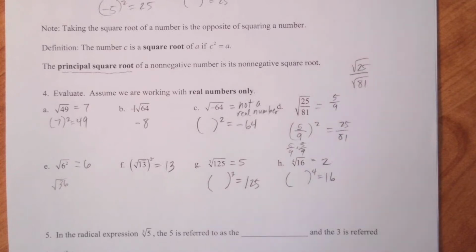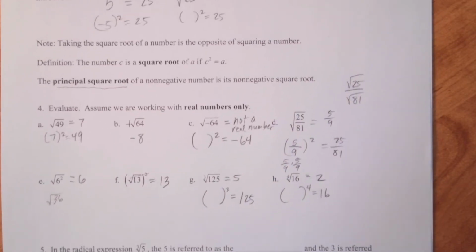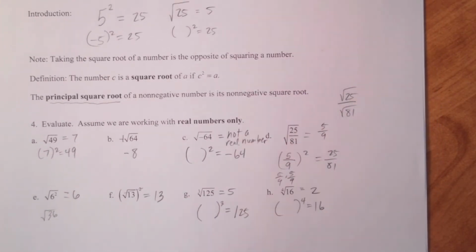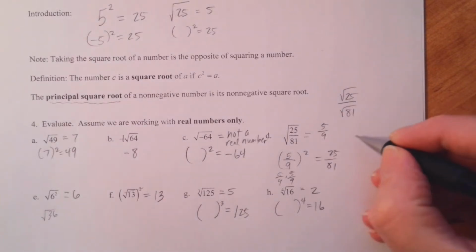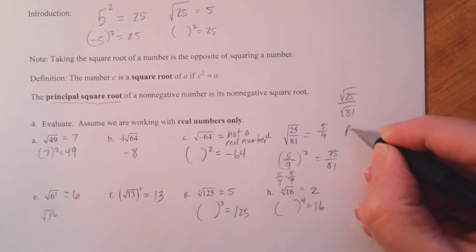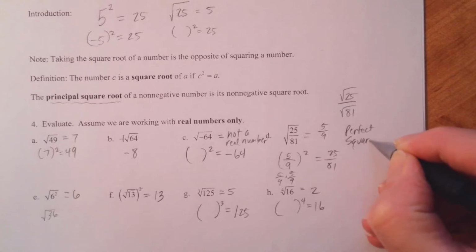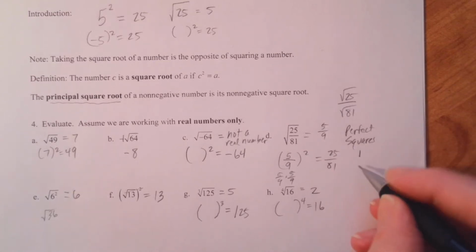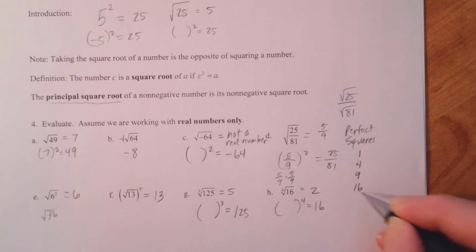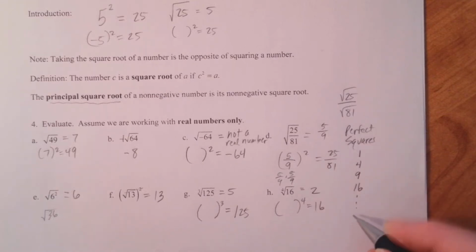So one of the things you're going to find, and we've already seen this before, is we need to know our perfect squares. We know 1 squared is 1, 2 squared is 4, 3 squared is 9. And again, we should know all the way up to, we talked about this before, 12 squared, which is 144.